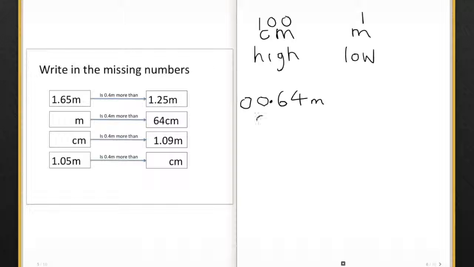and I want to add 0.4 metres to get my answer, don't I? I'm just going to put a 0 on the end to make them both the same length. 4 add nothing is 4, 6 add 4 is 10, decimal points are like shirt buttons, nothing add 1. So my first answer is 1.04.